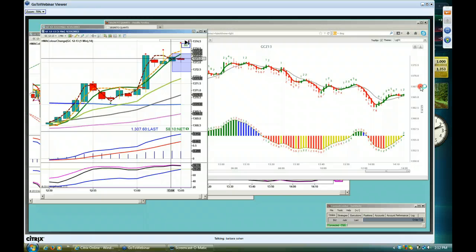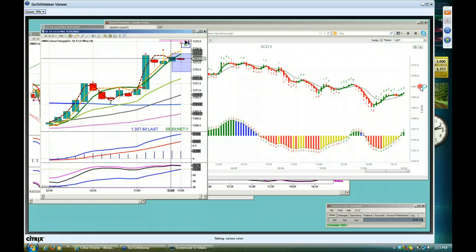So what I want is you want A plus B plus C to come into the equation before you take the entry. If you see a red candle, you go, okay, looks like we might be heading short.